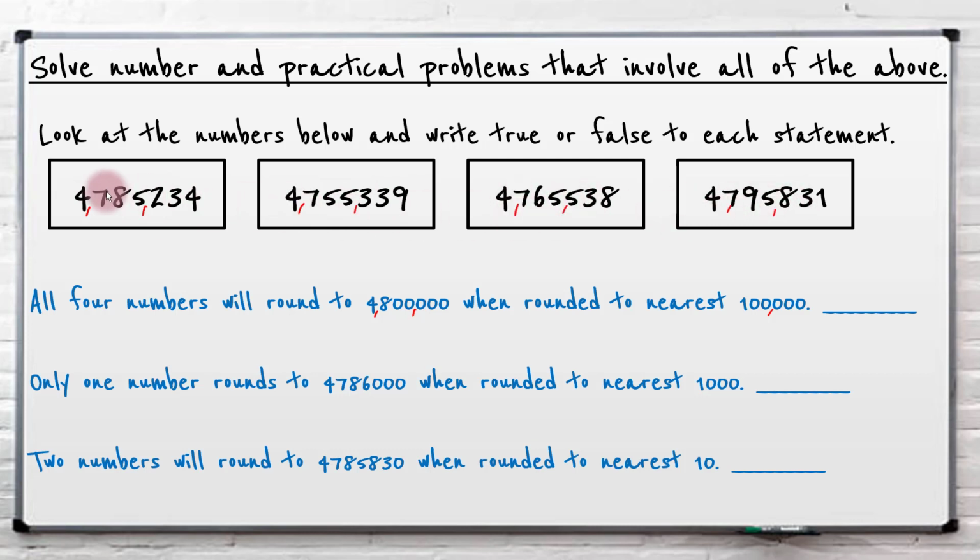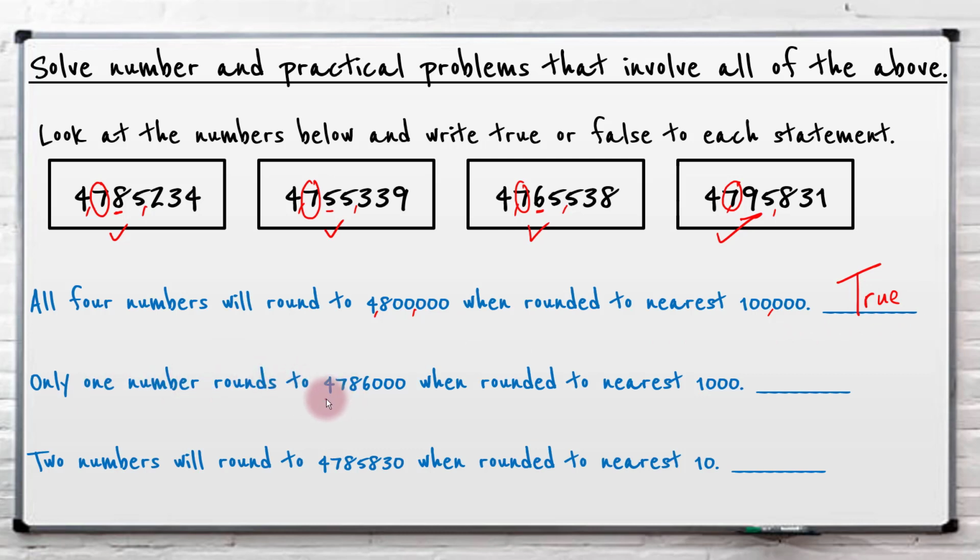So let's look at the first one. The 7 is in the 100,000s, the 8 is before, so this would round to 4,800,000. We've got the 7 in the 100,000s, 5 before. It would round up. Yep, that would work as well. We have the 7, and then we've got the 6 before. It would round up to 4,800,000. And then this one, we've got the 7 in the 100,000s, it's 9 before. It will round up. Yep, that'll round up to 4,800,000. So all four numbers will round to 4,800,000 to the nearest 100,000. Yes, they will. So it'll be a true.